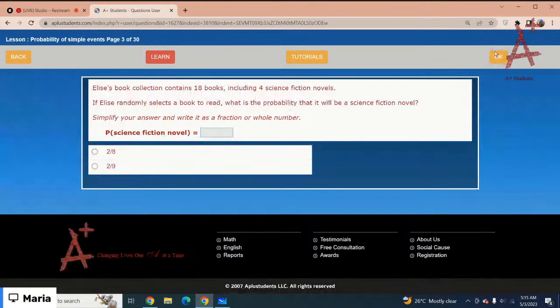Alice's book collection contained 18 books, including 4 science fiction novels. If Alice randomly selects a book to read, what is the probability that it will be a science fiction novel? Total books are 18, and out of the 18, 4 of them are science fiction. So it would be 4 over 18. You have to divide them by a common factor. You can divide them by 2. It would be then 2 over 9. The correct option is 2 over 9.